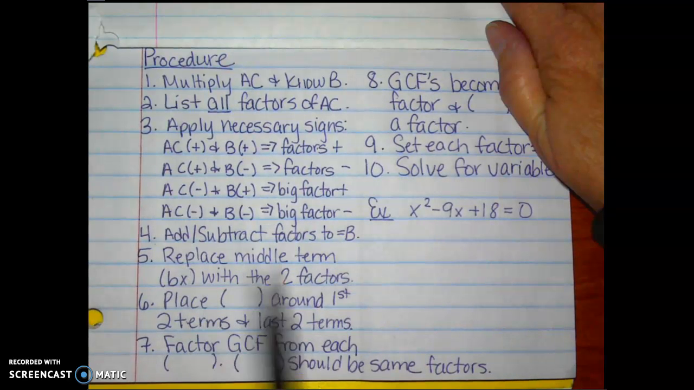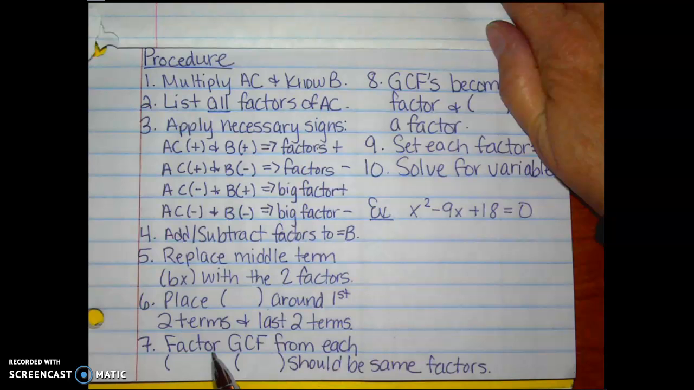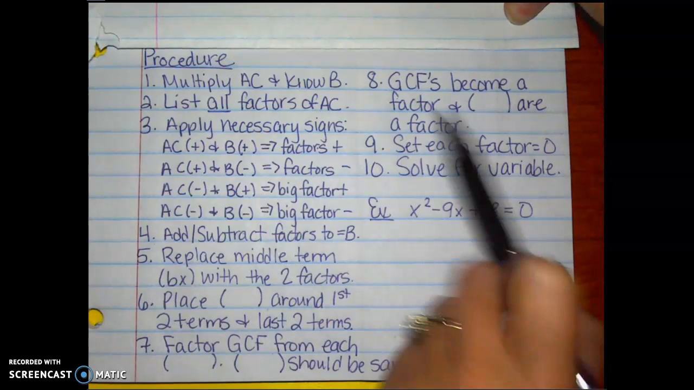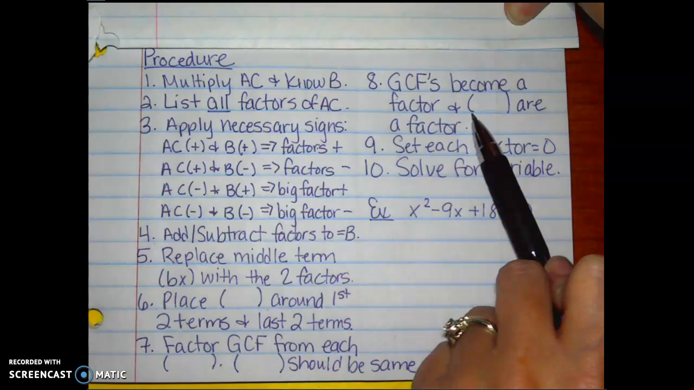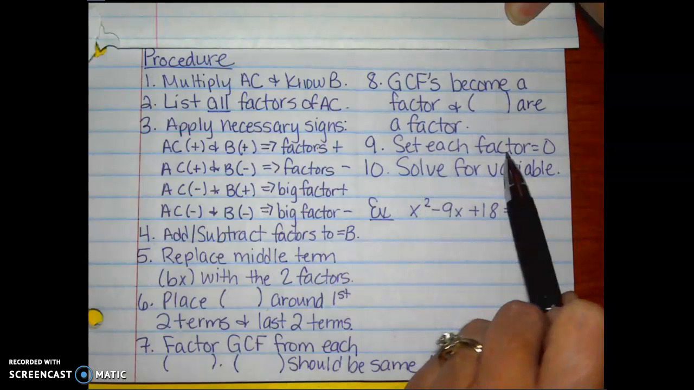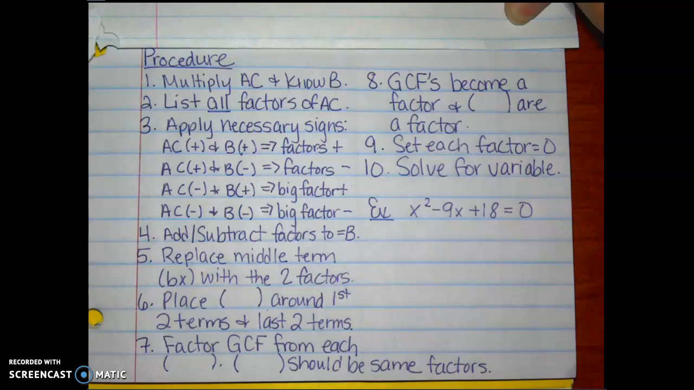And we're going to replace that middle term, which is the bx term, with the two factors. We're going to place parentheses around the first two terms and last two terms. Then we're going to factor out the GCF from each parenthesis. And the remaining parentheses should be the same factors. So then our greatest common factors, our GCFs, are going to become a factor, and the factor that was in the parentheses is a factor. We're going to set each one of these equal to 0, and we're going to solve for our variable.